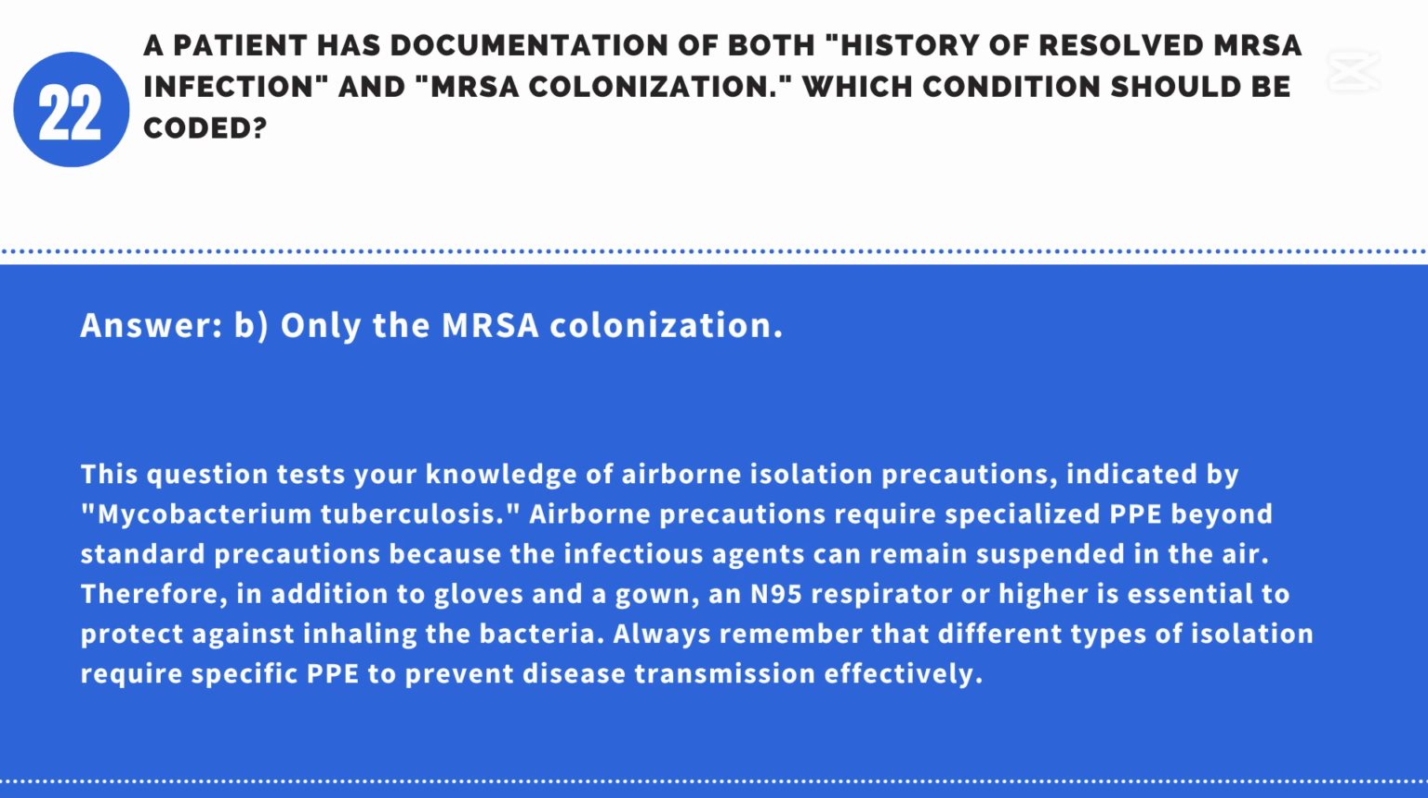Answer: B. Only the MRSA colonization. This question distinguishes between a past infection and the presence of the organism without active infection. While the patient had a past, resolved MRSA infection, which would be coded with a history code if relevant to the encounter, the documentation also indicates current MRSA colonization.